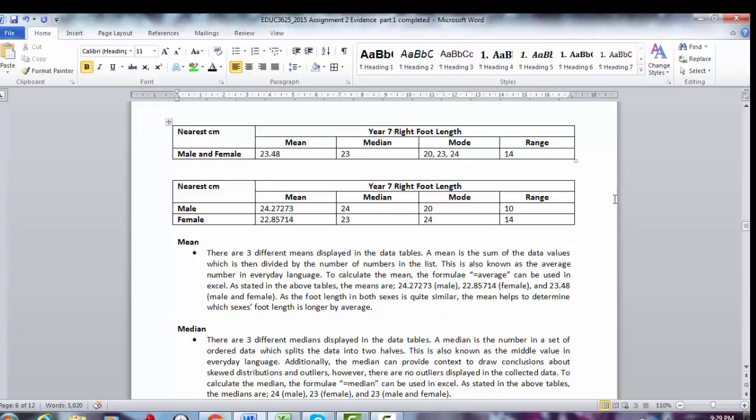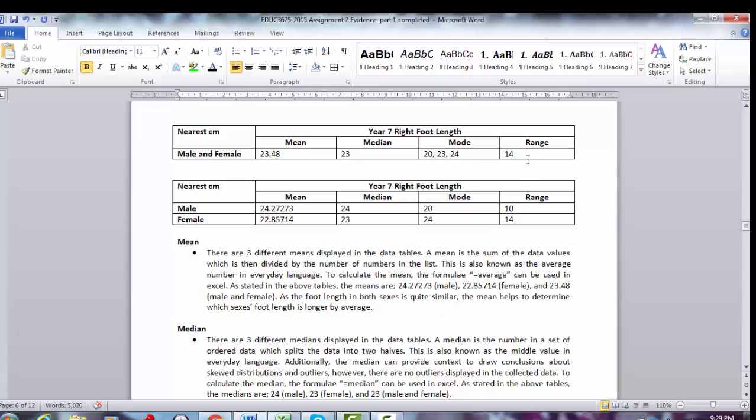So then we also have our range. There are 3 different ranges displayed in the 3 separate data tables. To calculate the range, the formula equals bracket highest number bracket minus bracket lowest number bracket can be used in Excel. As stated in the above tables, the ranges are 10 for male, we've got 14 for female and 14 for the male and female.